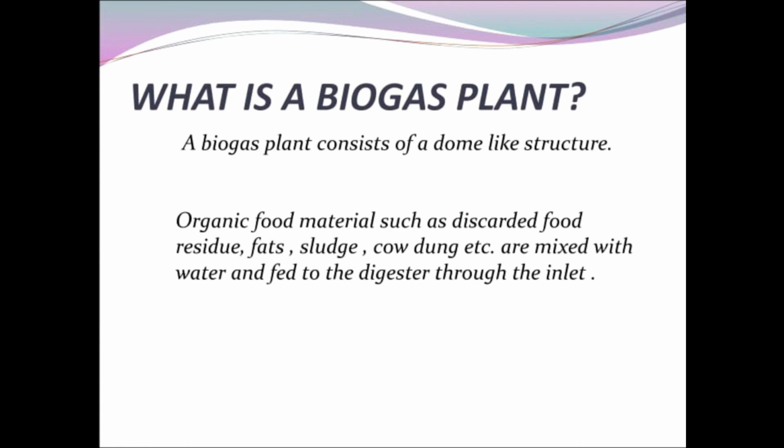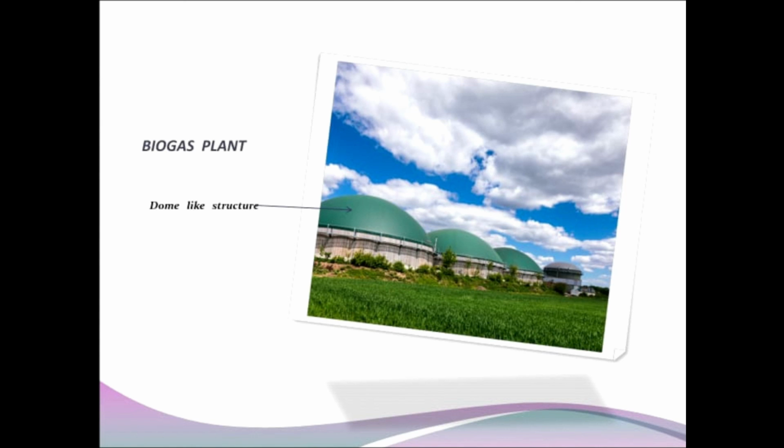Next, what is a biogas plant? A biogas plant consists of a dome-like structure. Organic materials such as discarded food residues, fat, sludge, cow dung, etc. are mixed with water and fed to the digester through the inlet. This is the picture of a biogas plant in Australia.